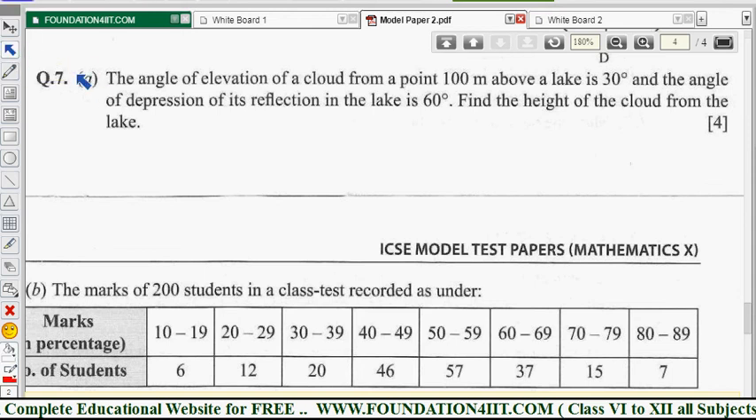So let us see question number 7. This is the applications of trigonometry. First one: the angle of elevation of a cloud from a point 100 meters above a lake is 30 degrees, and the angle of depression of its reflection in the lake is 60 degrees. Find the height of the cloud from the lake.